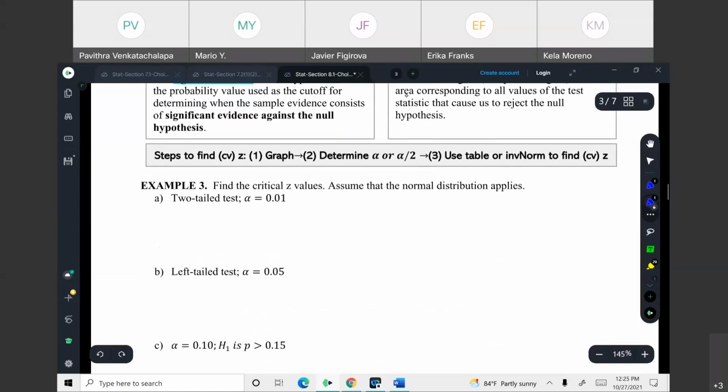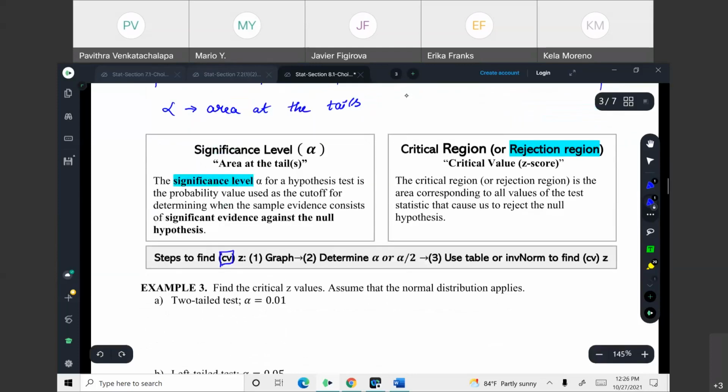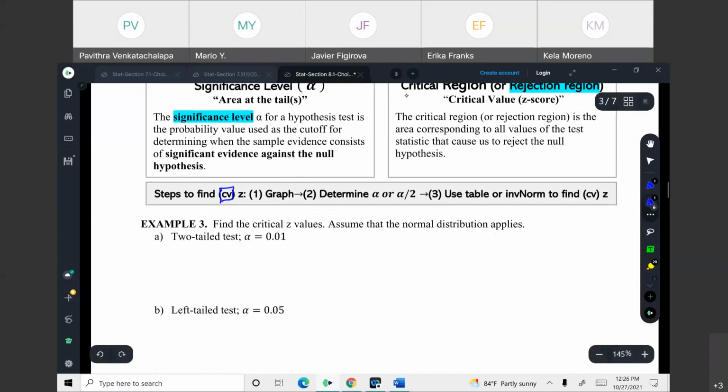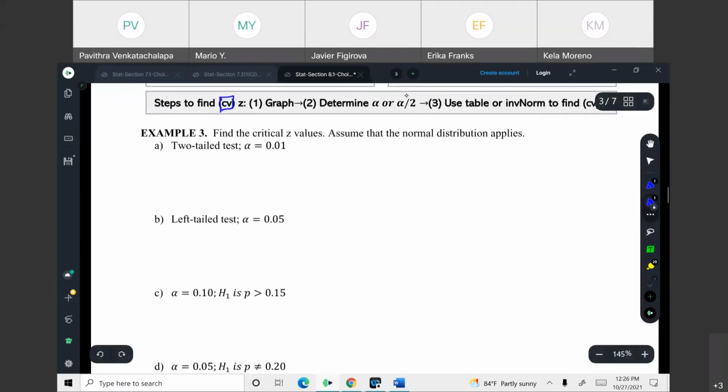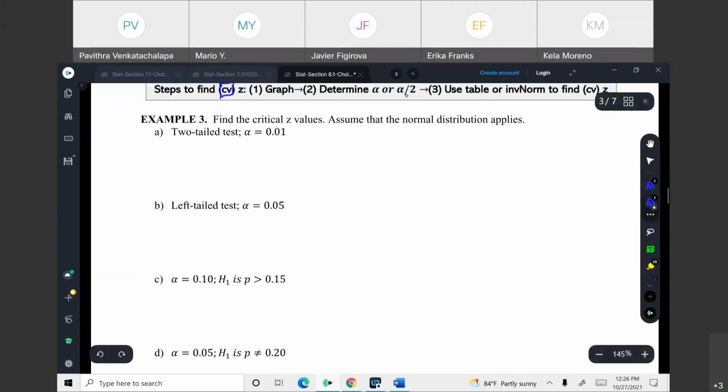Here CV means critical value, and we have one more, TS, that is test statistic. We will see that later. Now example 3: you're going to find the critical Z values, and they are just giving you the name of the test and the value of alpha.